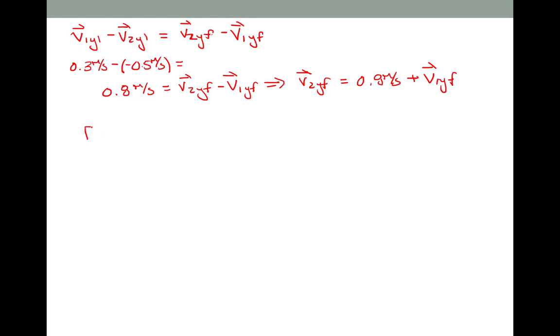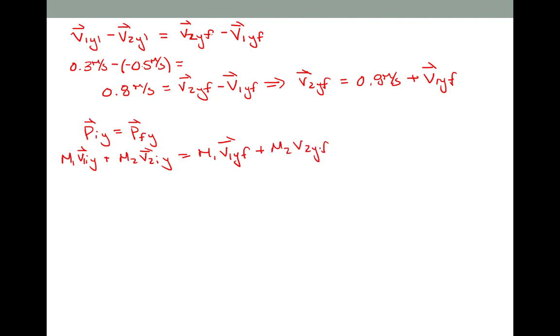We can now look at the momentum equation. So the initial momentum in y has to equal the final momentum in y. So that's m1 v1 initial y, plus m2 v2 initial y, has to equal m1 v1 y final, I guess I should do it in the same order I did above, plus m2 v2 y final.